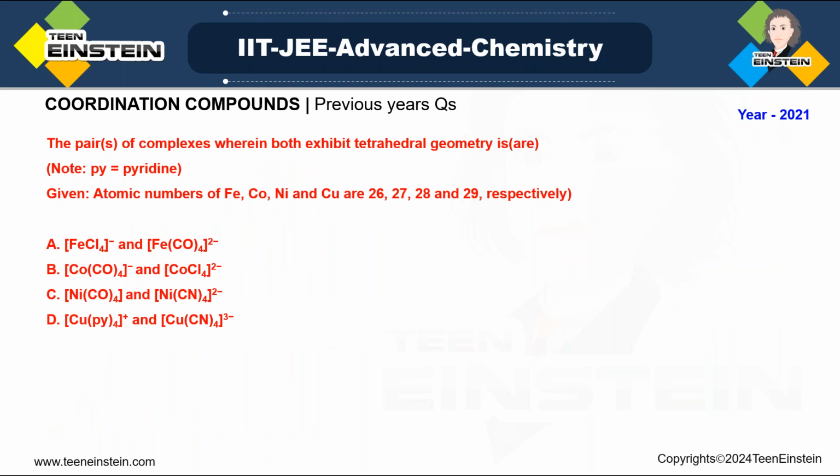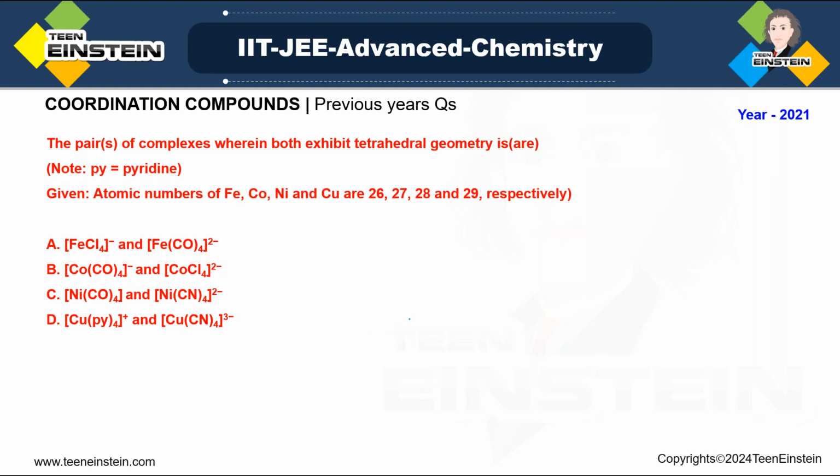The pair of complexes where both the complexes exhibit tetrahedral geometry. It may be one or it may be more. That is, out of options A, B, C, D, more than one option may be correct. Atomic numbers are always given whenever you have any problem from coordination compounds. Now we will solve one by one.